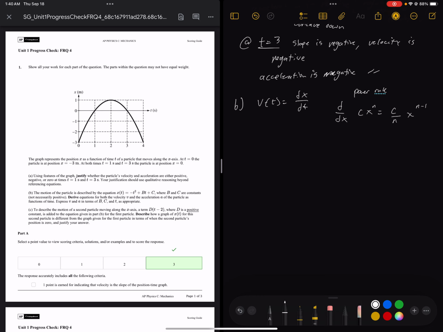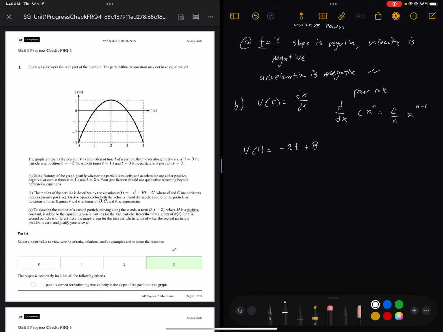So if you're taking the derivative of a polynomial, you're just using the power rule for each term of the polynomial. So let's actually evaluate the function. When I took the derivative, I ended up getting v of t, or v as a function of time, is equal to negative 2t plus b.